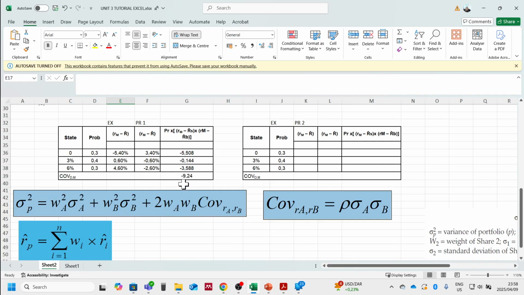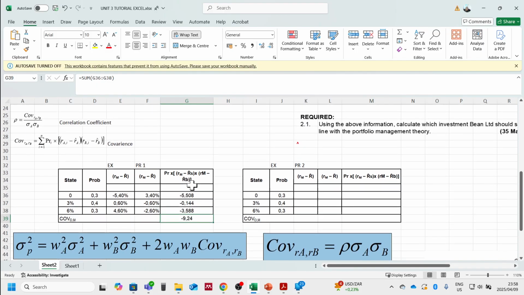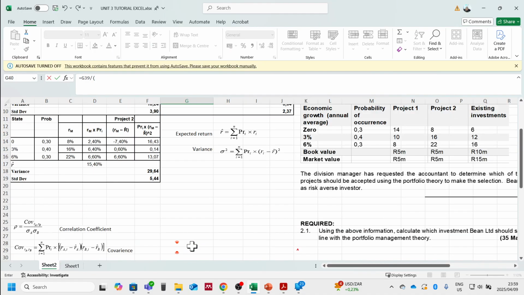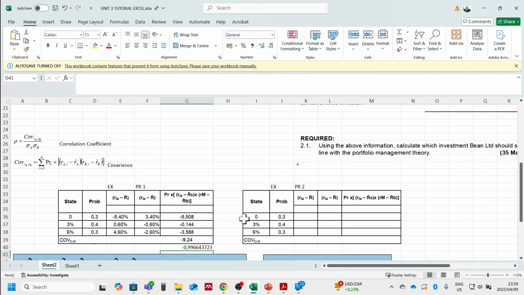However, by only looking at this, we can already tell that the likelihood of project one decreasing the entire portfolio risk is high because they are not related at all. They move in the opposite direction. This also means that when we calculate the correlation coefficient, it is also going to be negative. And remember the correlation coefficient equals the covariance, all of this divided by the risk of the existing project multiplied by the risk of project one. So this is what it will give us.